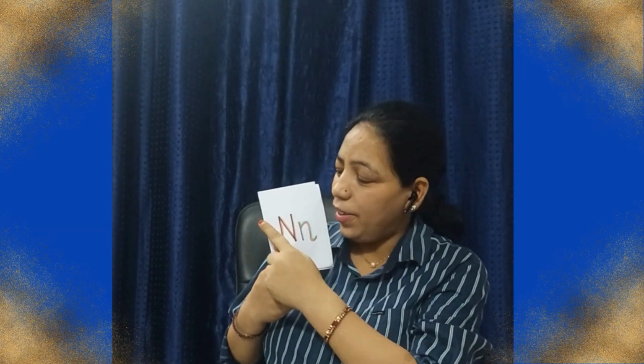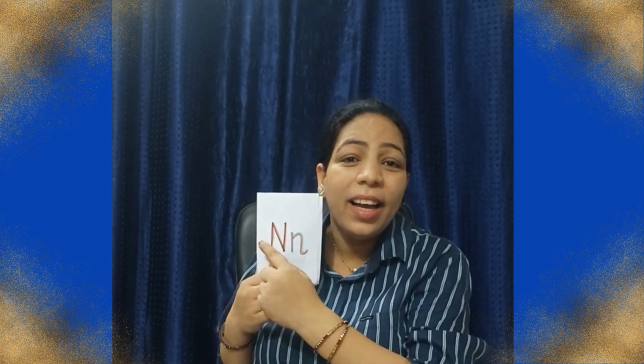Okay? Now this is how we will write it. First from here, one standing line, one slanting line, then we will go up, standing line. How many standing lines? Two standing lines and one slanting line make capital N, that is uppercase N. And small n: one standing line, one curve, then come down, make a tail. This is lower n.